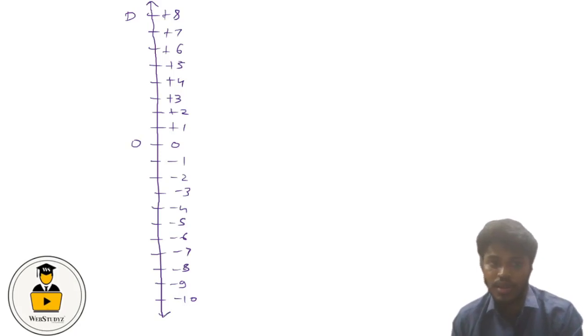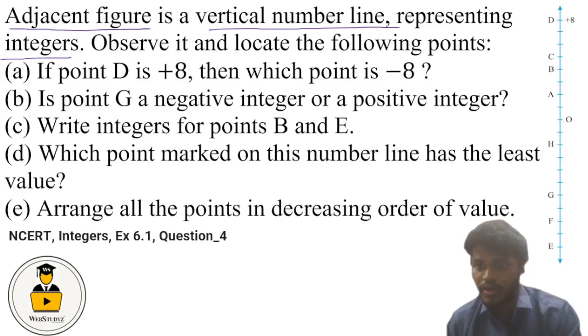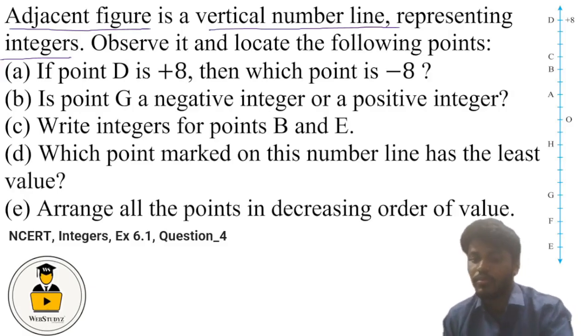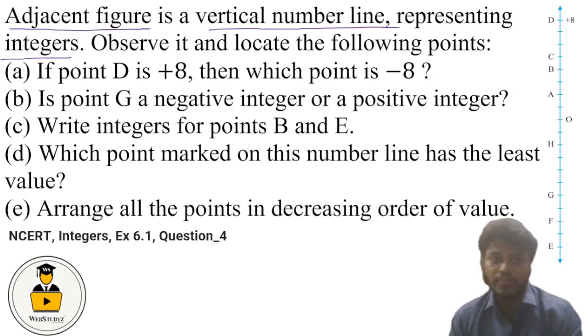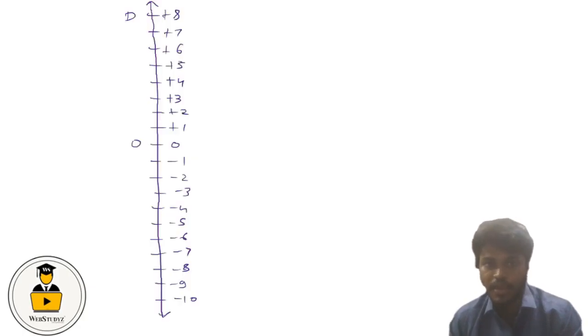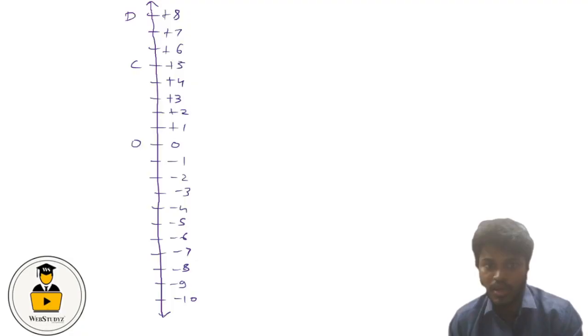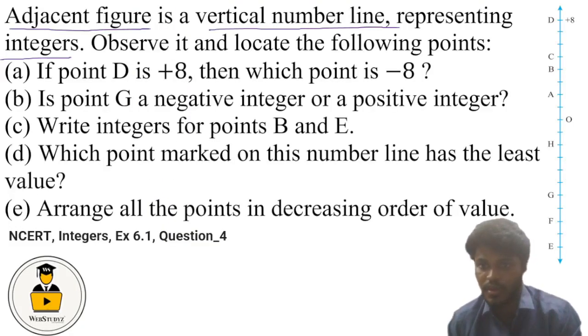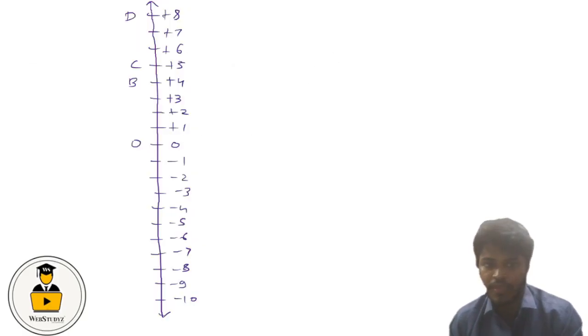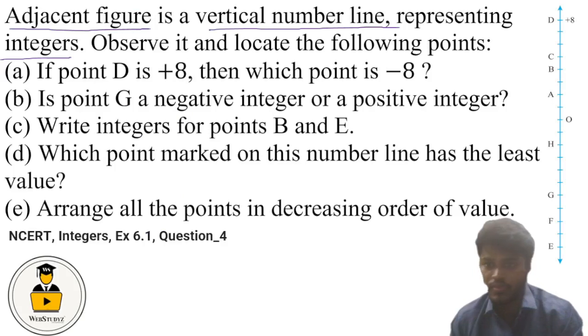Now let us look at the points. Point C is after two numbers, so we can say that it will be at plus 5. Then after C we have point B. So B is at plus 4. Then after one integer there is point A.